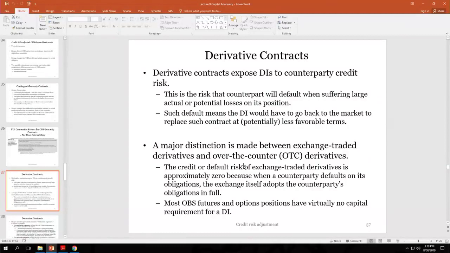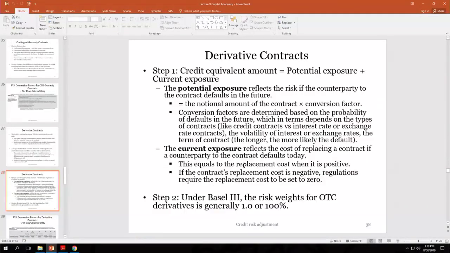For derivative contracts, the rules get slightly more complicated. So again, the first step involves calculating a credit equivalent amount. So you convert off-balance sheet values to on-balance sheet values. And the second step, again, is going to be multiplying by the risk weight. But this time, for most derivative contracts, the risk weight will be just 1. So which means you don't need to worry too much about step 2. But in terms of step 1, you have 2 components, potential exposure and current exposure.